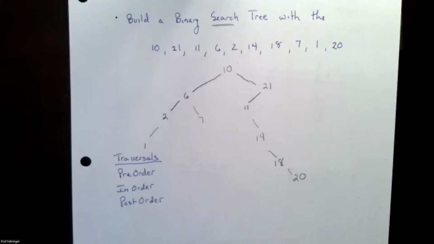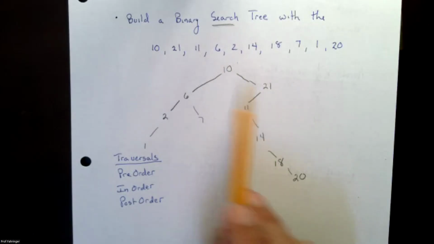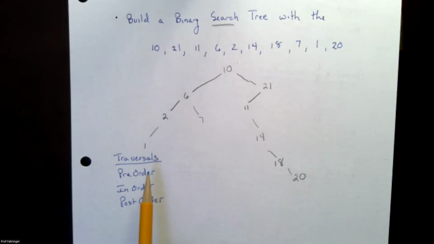Hi, Corinne. So we built our binary search tree with the numbers 10, 21 to the right, 11 to the right, to the left, 6 to the left, and so forth. So we have a nice tree, binary 0 or 1, left or right. It's going to help me to search through things. What I'm going to do now is put you in groups, and I want you to give me the pre-order, in order, and post-order traversals for this binary tree.